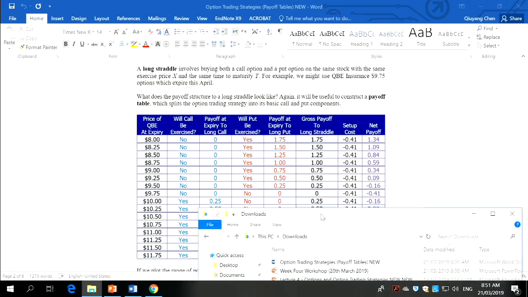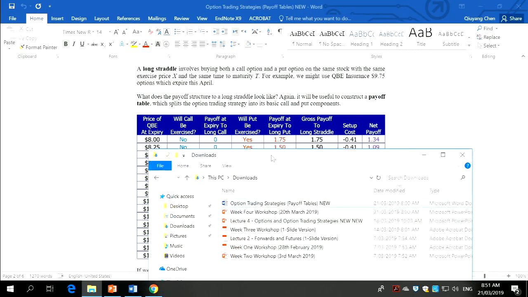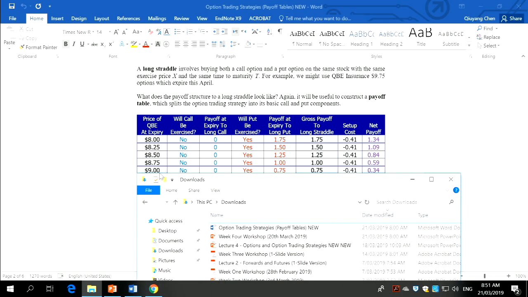All right, so the second leg of the strategy is we long a put option. Again, we're going to ask ourselves, do you want to exercise the put option when the share price is only $8? The answer is yes, right? Because we're making the payoff of $9.75 minus 8, we're making a $1.75 payoff. And the same thing goes for $9, when the share price is lower than the strike price, $9.75. Yes, we want to exercise the put. Exercising the put means we're making a profit of 75 cents.